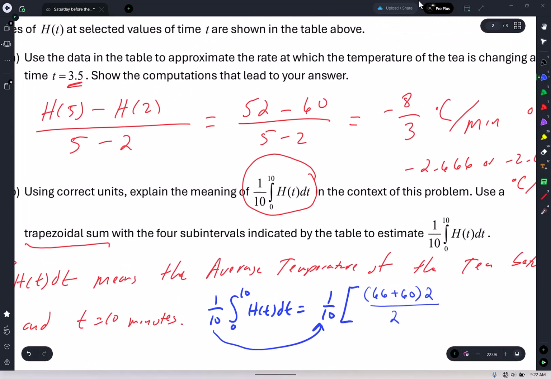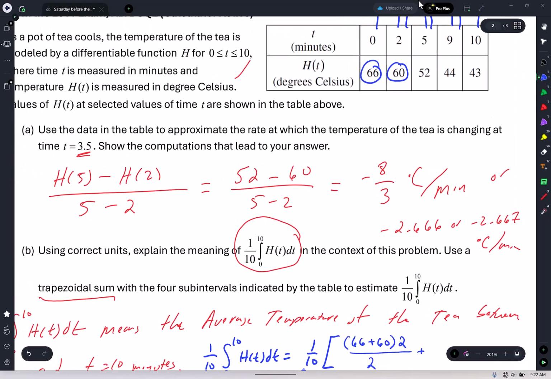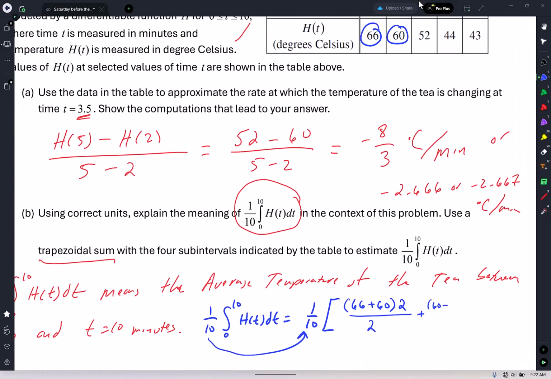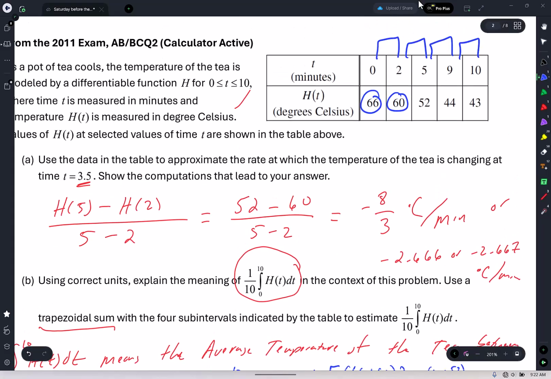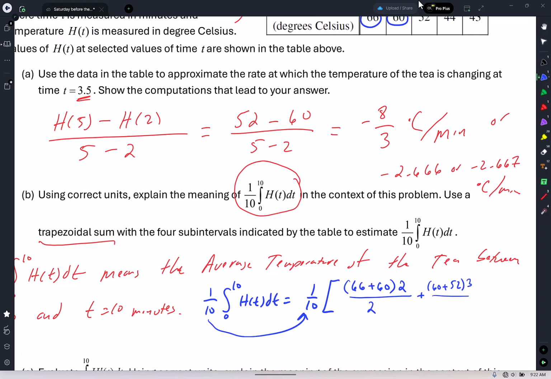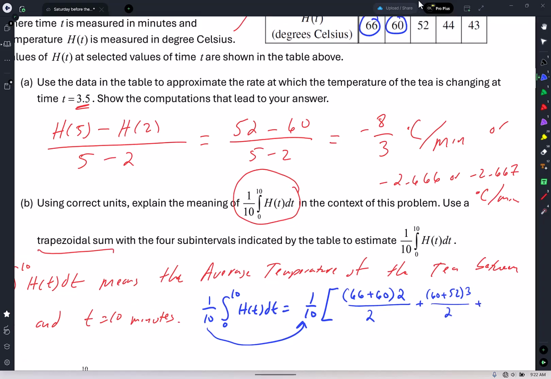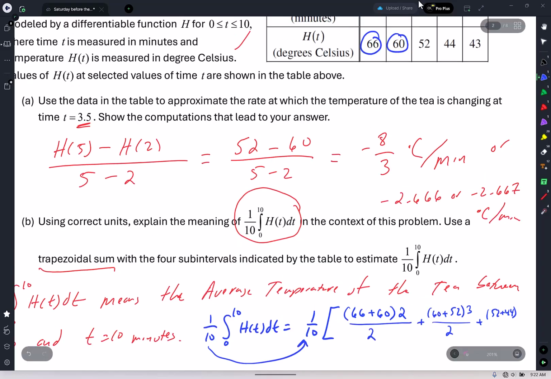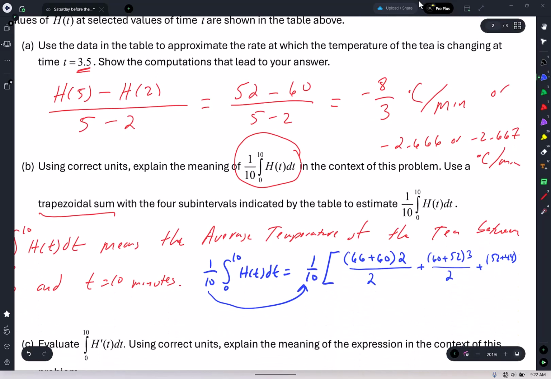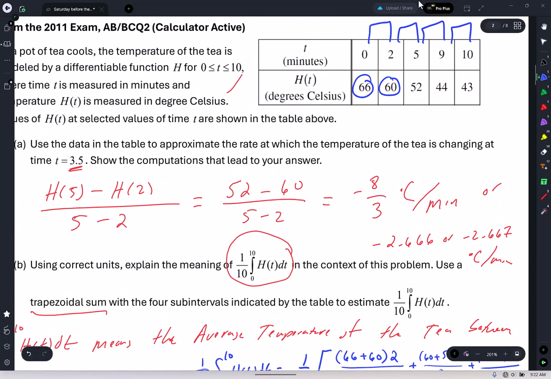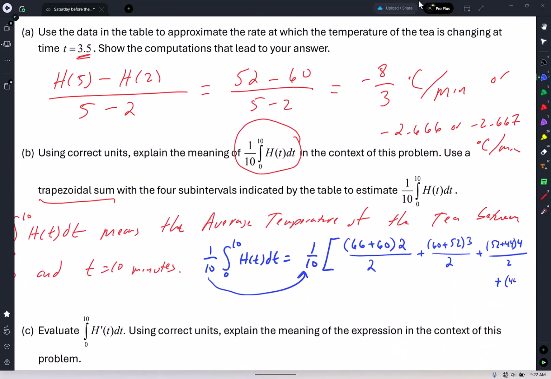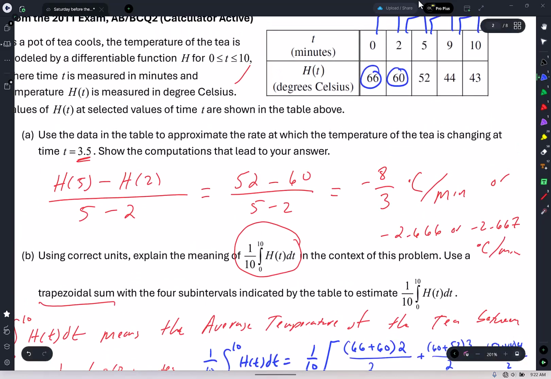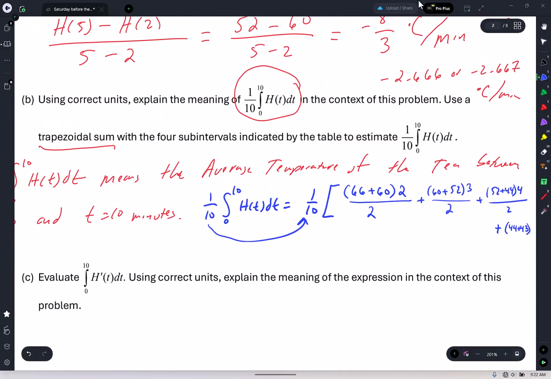Man, I'm going to see if I can fit them all in here. Plus, again, I'm going to continue. The 60 is part of it. Parenthesis, 60 plus 52, close, times the difference between 5 and 2, which is 3, divided by 2, plus, I'm going to keep going, 52 plus 44, close, times the difference between 9 and 5, which is 4, divided by 2. Dang, I wanted to put them all in one line there. Plus 44 plus 43 times 1, divided by 2. And then close the bracket.